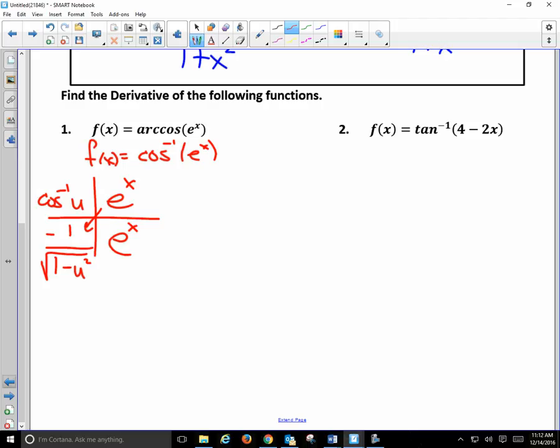Some people are developing bad habits, and the bad habit is instead of putting a u here, they put an x here. I highly encourage you to make sure you're putting u. If you multiply these together, you get a negative e to the x on top, and on the bottom you get the square root of 1 minus, what do I get if I square e to the x? E to the 2x. That's my derivative.